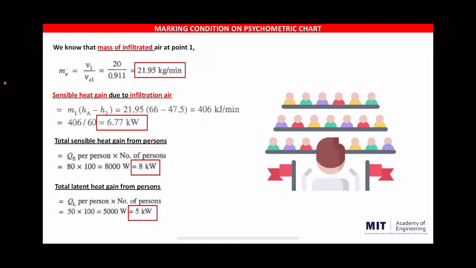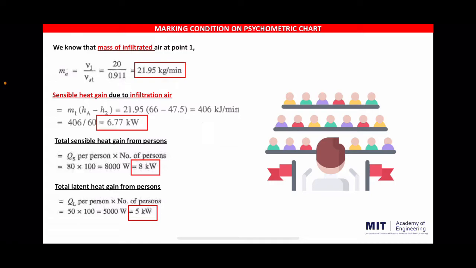Next, as mentioned in the question, there is infiltration, and the volume flow of infiltration is given. So we'll find out the mass. How will we find it? By using the formula: volume flow divided by specific volume. So we get the mass, which is 21.95 kg per minute.